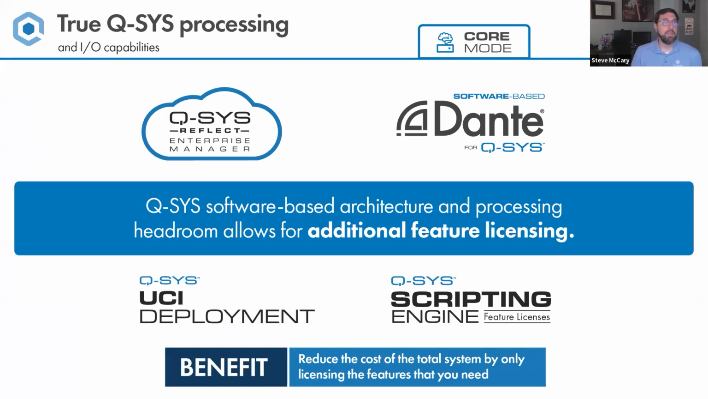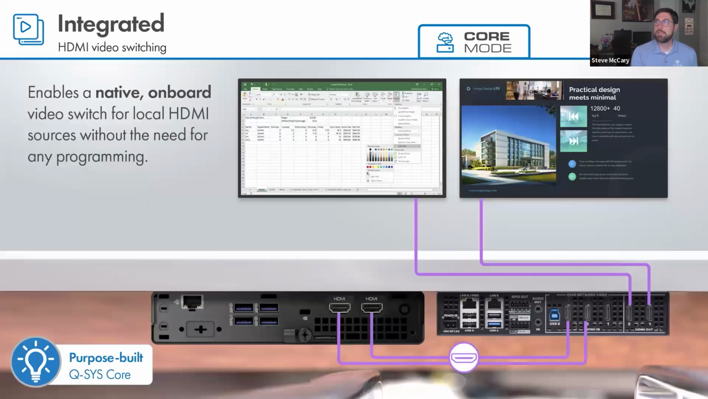Note that the NV32 is the only core that does not come with an 8x8 software Dante license, like all the others, the 110, the Nano and the 8 Flex. So any software Dante that you're going to do is going to require a software license.